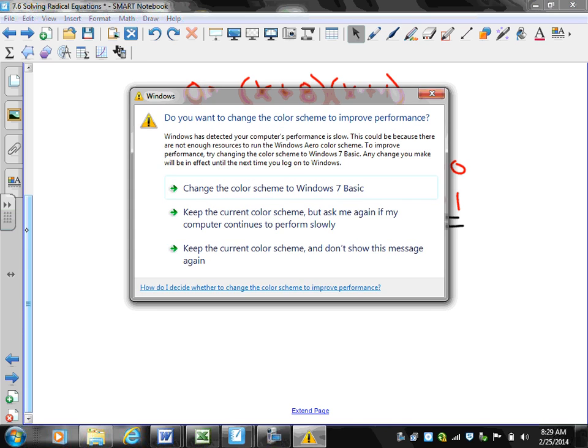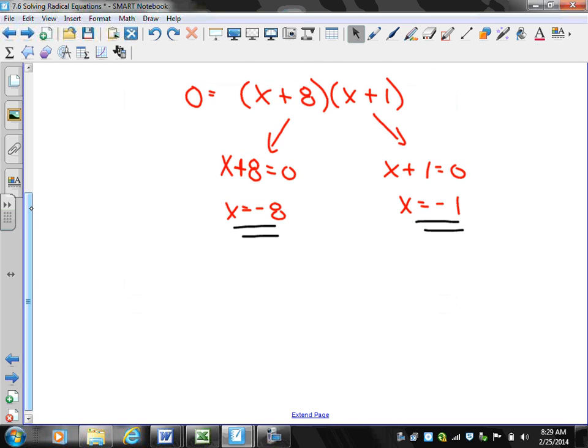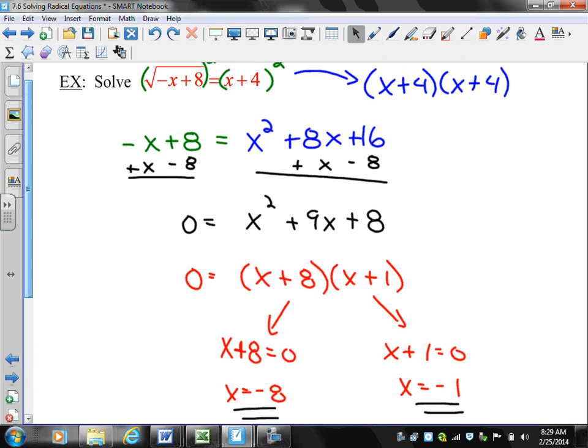Well, I'm going to rewrite my original problem here. I'm going to go back up here and just make sure I see what it is. In fact, I'm just going to make some room here and do it right below it.